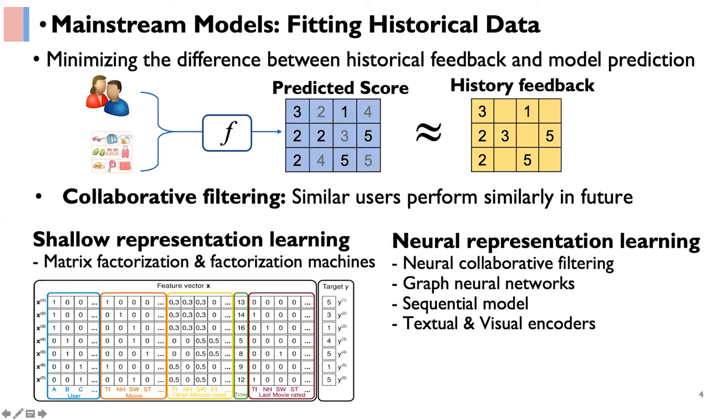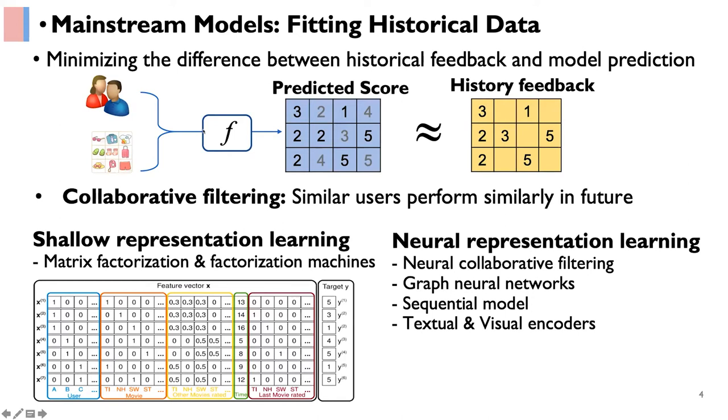The core of this workflow is the recommender model. Currently, we solve recommendation as a machine learning problem. We train recommender models by minimizing the difference between the historical feedback or interactions and the model prediction to optimize the model parameters.